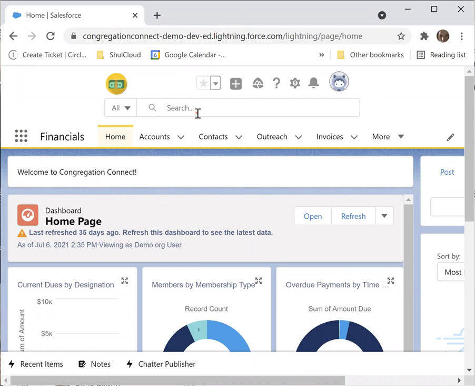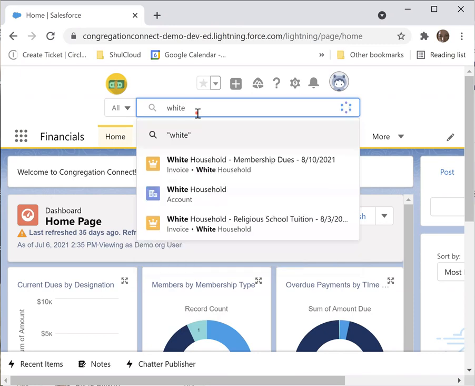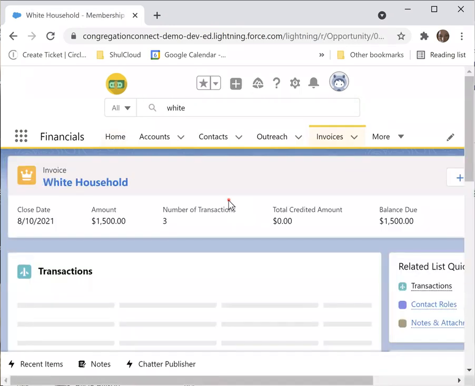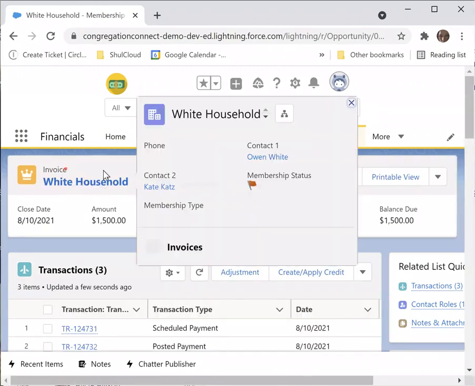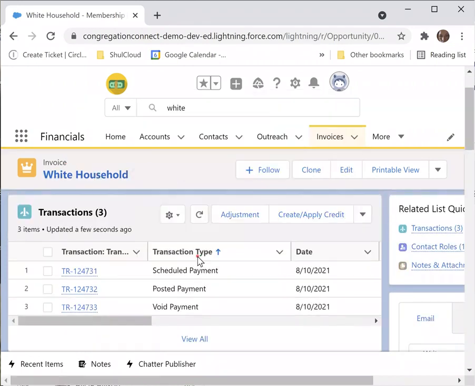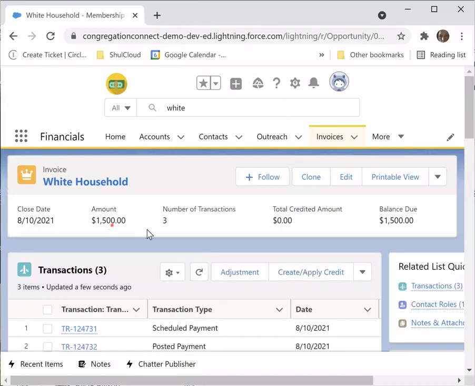Go into an invoice. We're going to go into a household's invoice. So here we have the White household, and they have a balance of $1,500 for membership dues. And so we're going to use the invoice button for write-off.